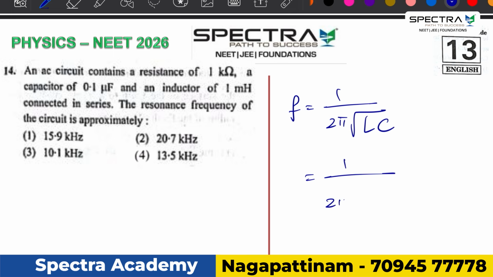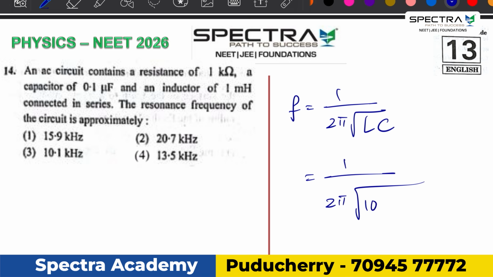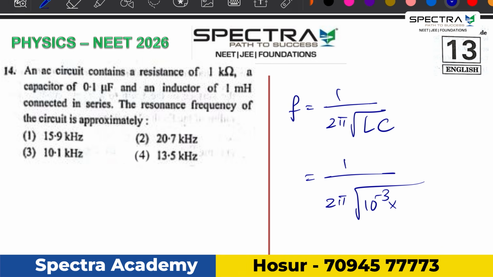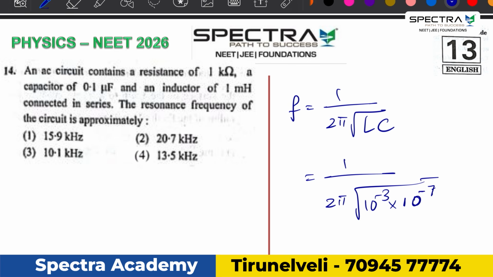So 1 by 2 pi root of L value 1 millihenry. Milli means 10 power minus 3, 0.1 microfarad. So I can directly write as 10 power minus 7.